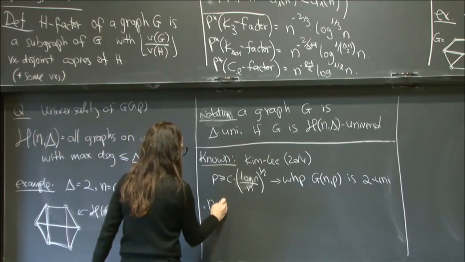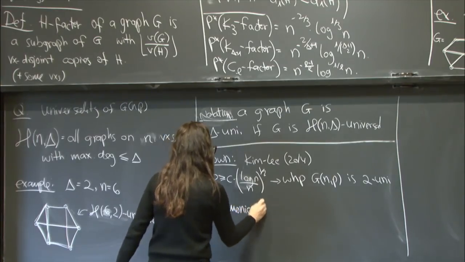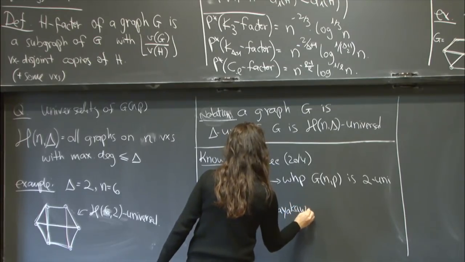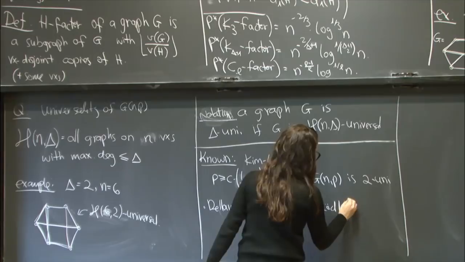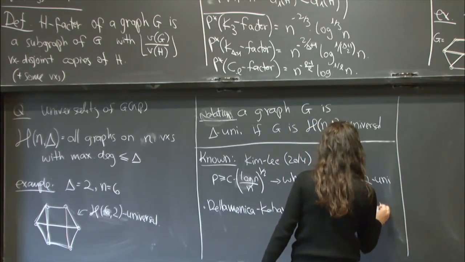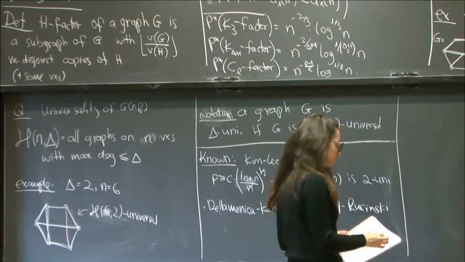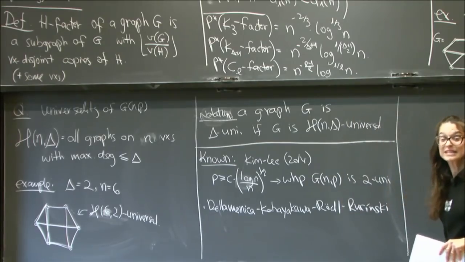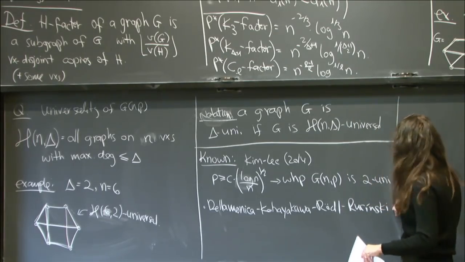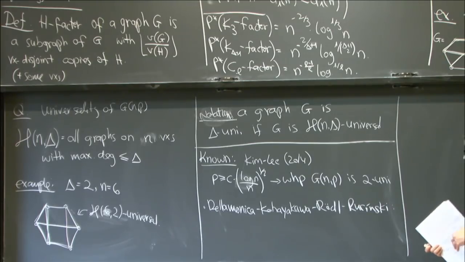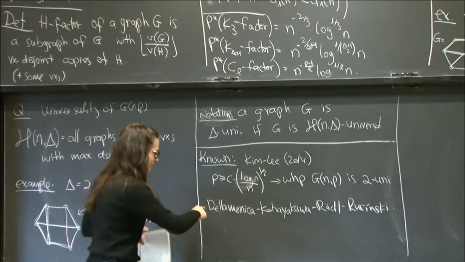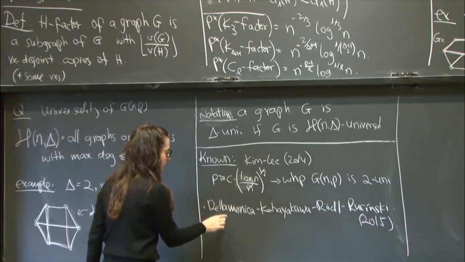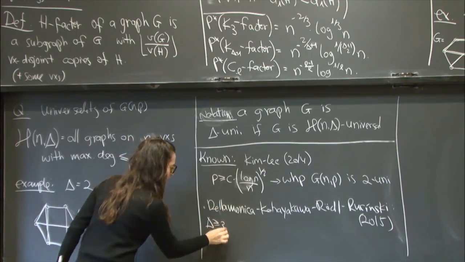And later on, Della Monica, Koyakawa, Redel, and Roginski. Maybe you should say that if the probability was much less than 1 over root n, it probably misses C4. Yes, okay. So in 2015, they were able to show that this result also holds for every delta which is at least 3.